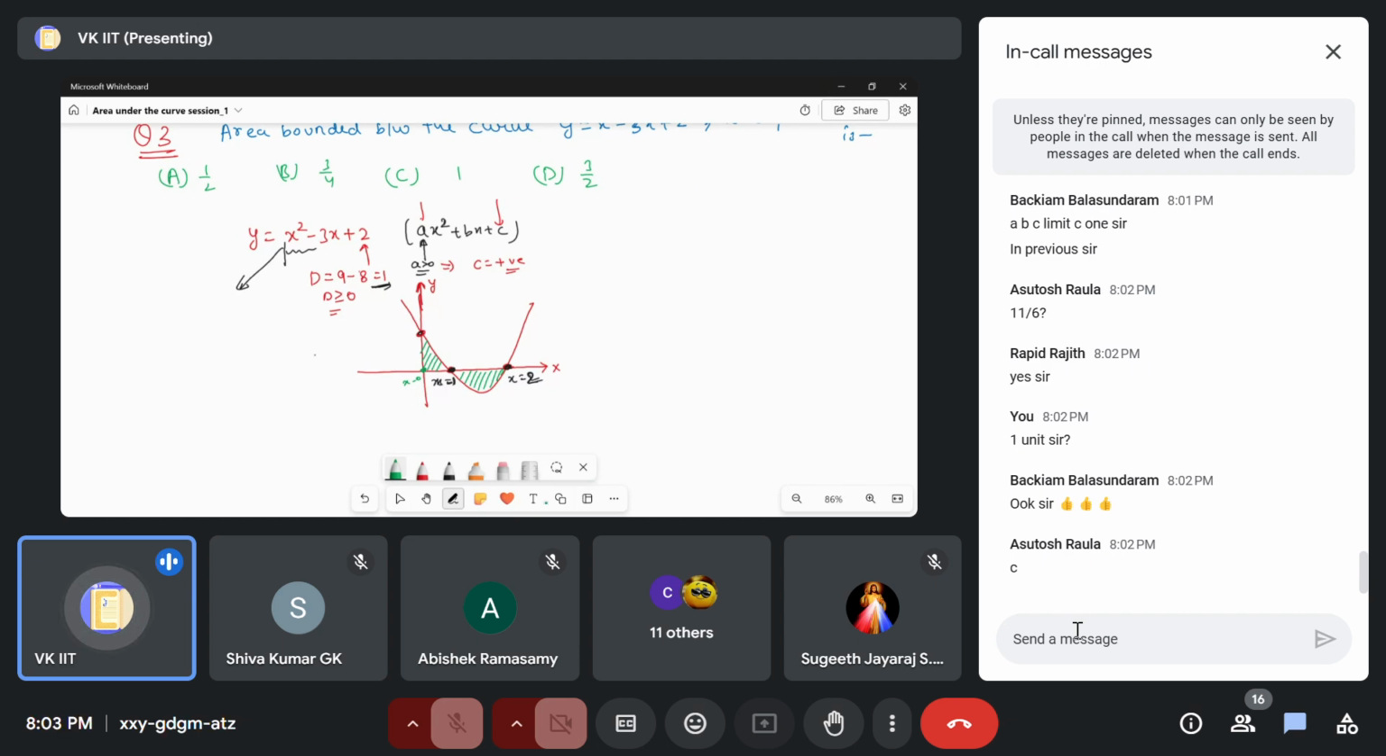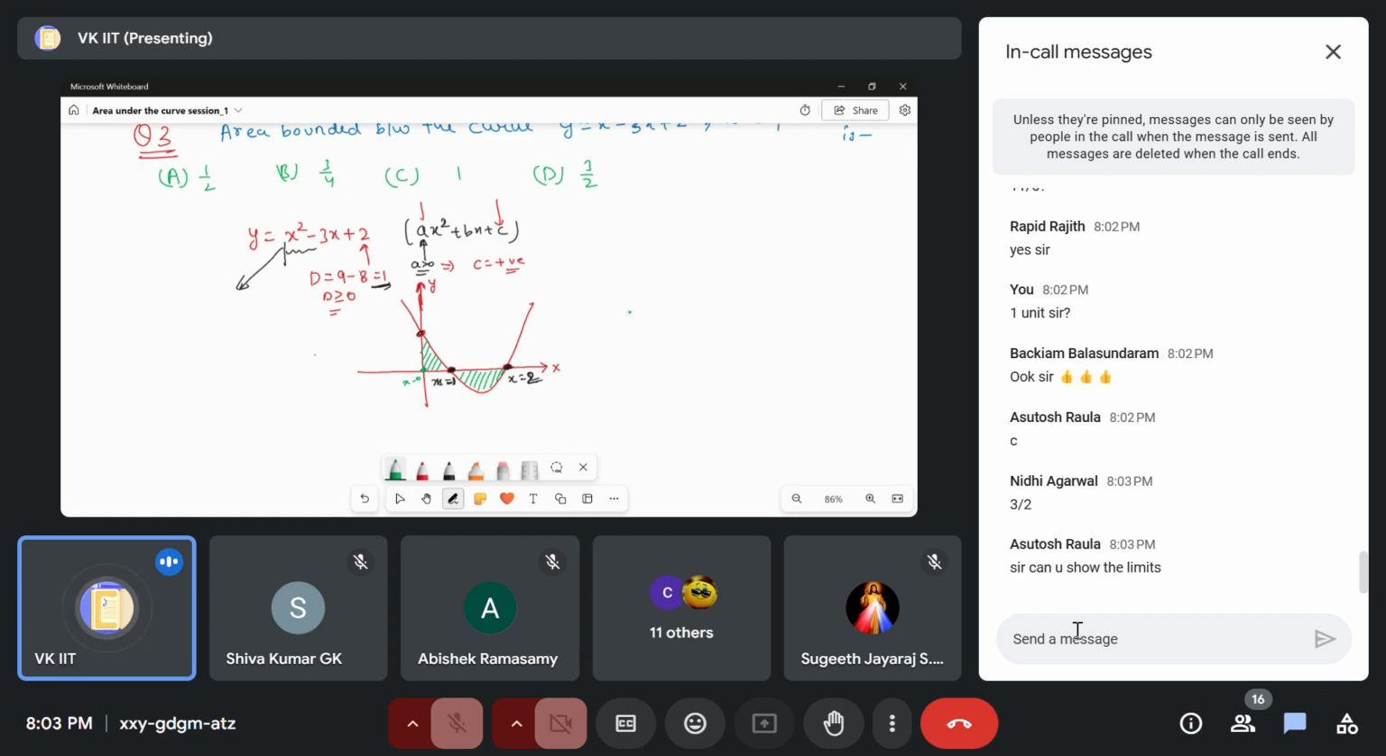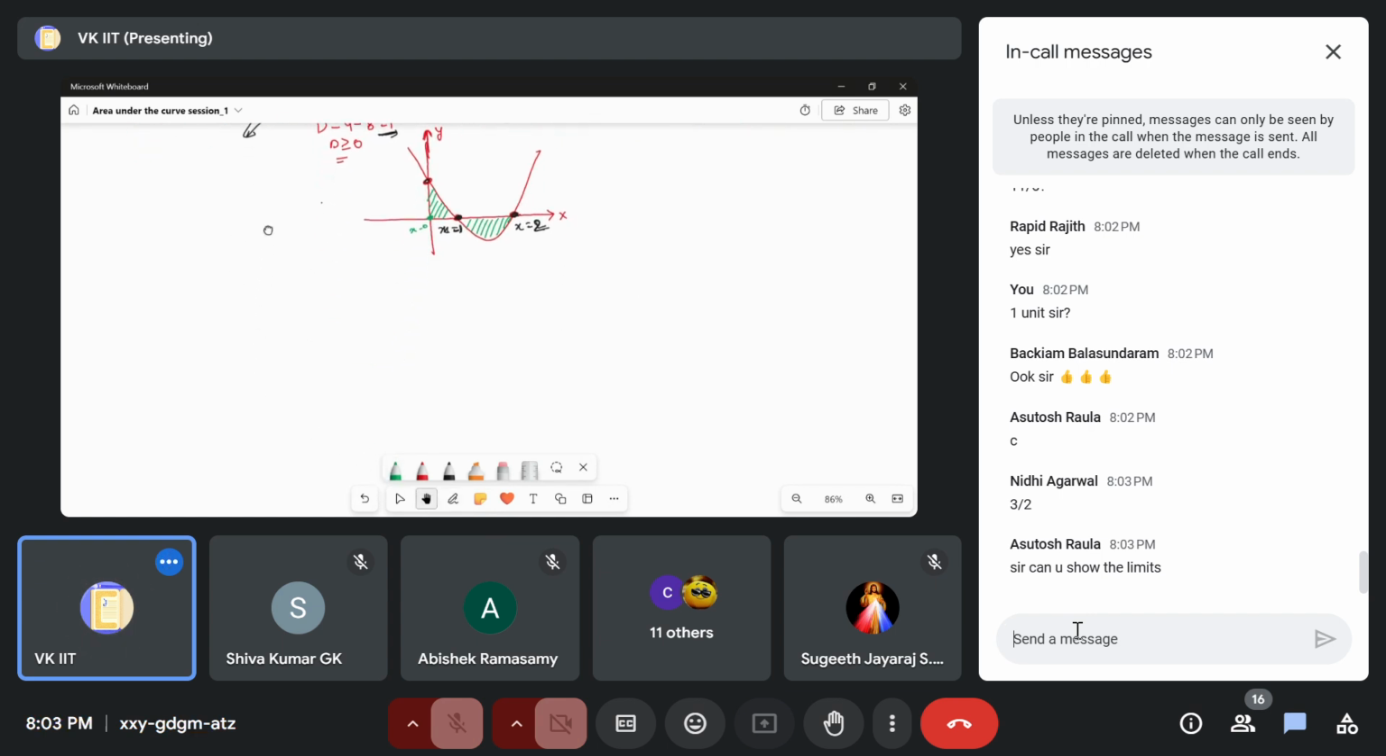What is the answer? One second. Let me check the answer for this. The answer for this is 1. Exactly, 1 is the answer. So you can take your answer and just check it at your home. Next part.